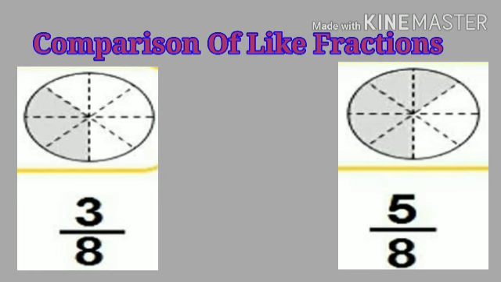There is a simple rule: the fraction having the smaller numerator is the smaller fraction. So, let's compare the numerators of these fractions. Here, 3 is less than 5. So, we can compare the fractions. The first fraction 3 by 8 is less than the second fraction 5 by 8. So, we compared the like fractions.